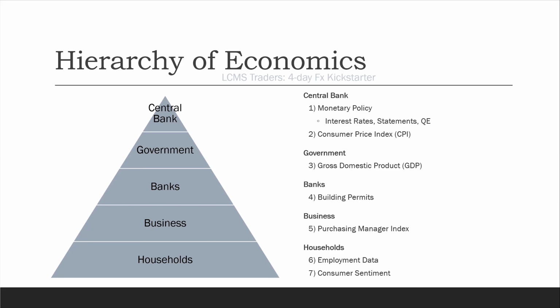Central banks are right at the top because they have the most impact for everything they do, which will filter down to the government's GDP, to the banks' building permits, to the businesses' purchasing managers index, towards households, employment data, and consumer sentiment. We will be working through all these 7 news today as I explain what it measures, what to look out for, how to apply it, and then I will also be telling you things that you should be doing after this session to practice and to understand better how these economic data can be used towards your overall trading applications.